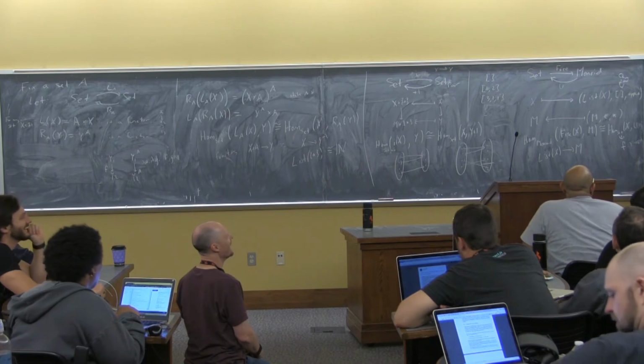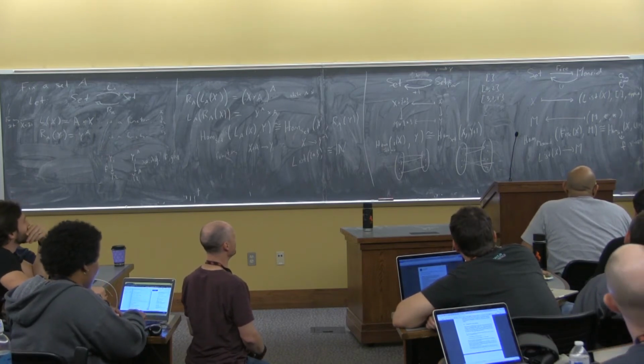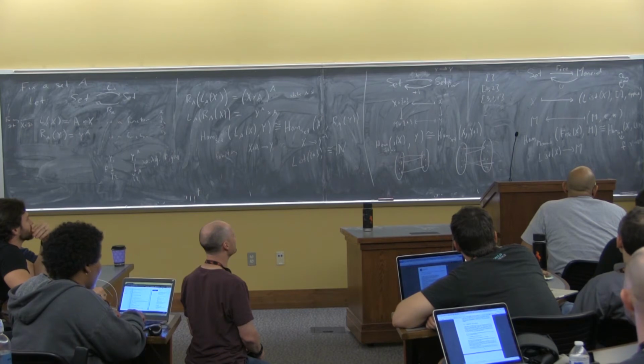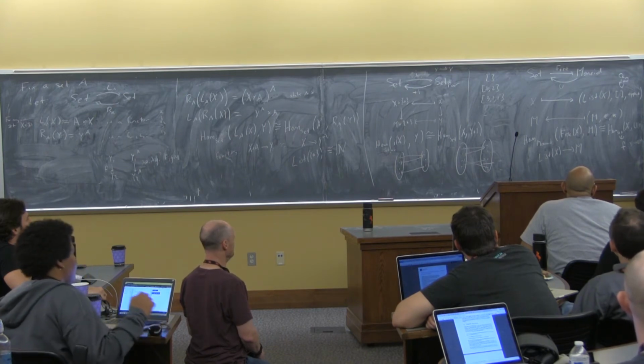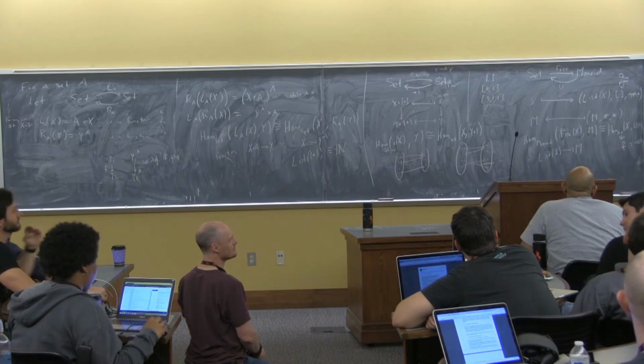Yeah. I've defined two categories on the board, Set and Monoid. I've given you a functor Free from Set to Monoid. I've given you a functor U from Monoid to Set, and Free is left adjoint to U, and U is right adjoint to Free. And it just so happens that U is a forgetful functor because it forgets some structure.